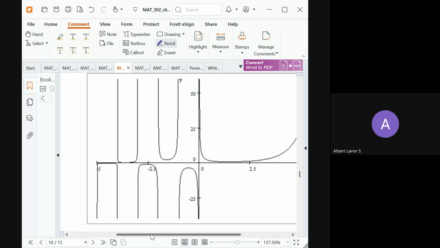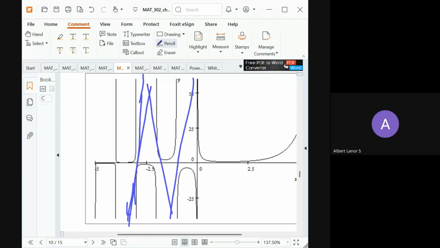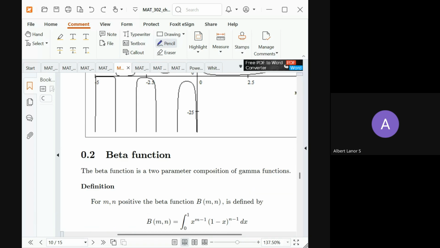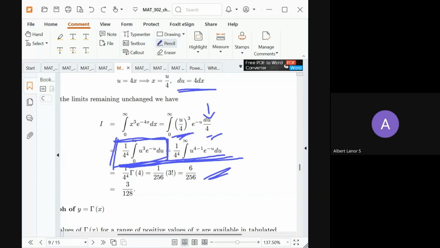When you see this one going up at this point and this one coming down, it means that there is a vertical asymptote at this point. So at all those points, there will be vertical asymptotes. But we are not interested in those for now. You should be able to write it in a standard form, then pull out your gamma function and evaluate it.